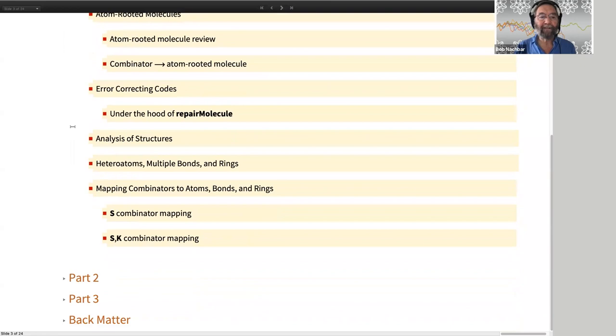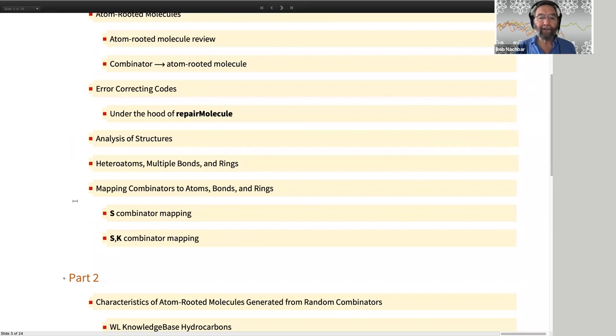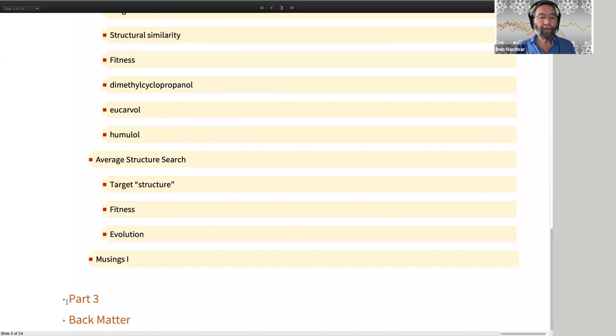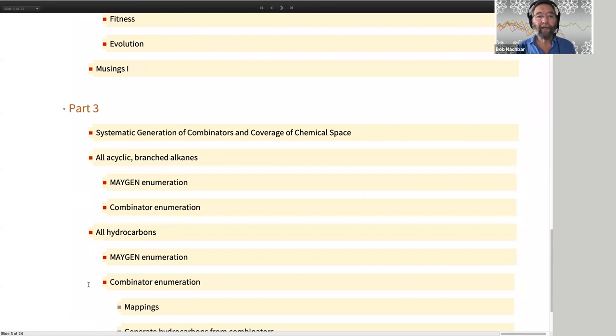The second part of the talk is the use of the combinator-based molecules to do genetic programming to try to evolve combinator structures into more useful ones, their conversion into molecule objects, and then evolve that set of molecule objects into those that meet desired criteria. And I'll be trying to redo the experiments that I did about 20 years ago with the original implementation of molecules in genetic programming.